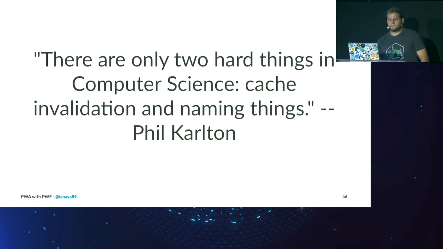This is a funny quote. It's more related to naming things, right? But, well, there are only two hard things in computer science: cache invalidation and naming things. So the second one is really, really hard. But the first one is important too.